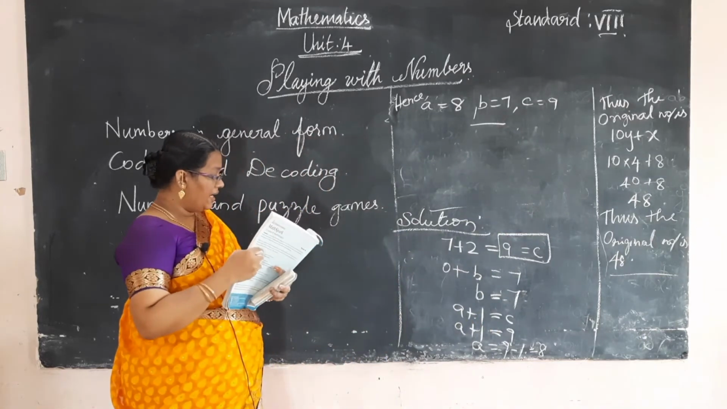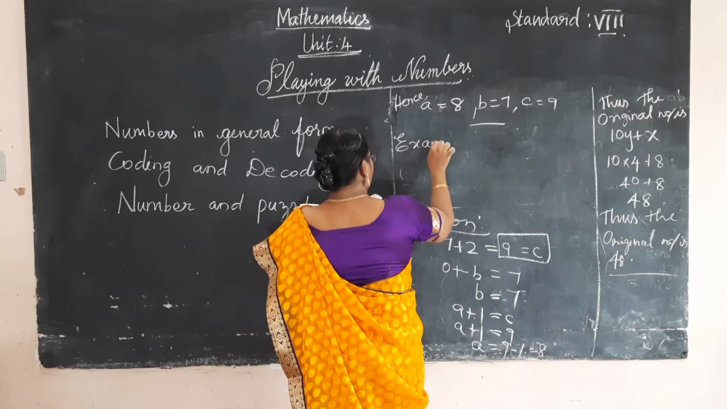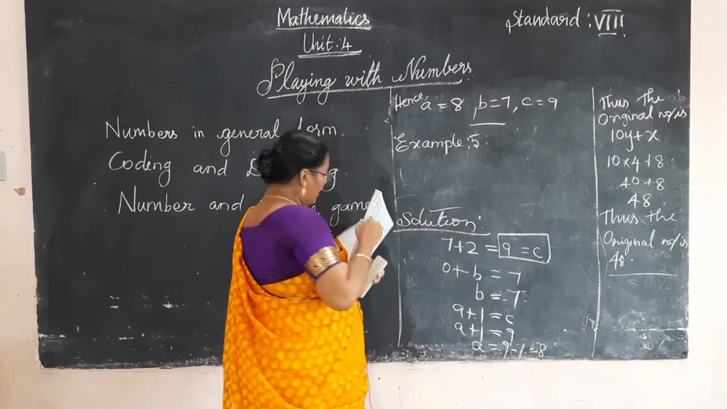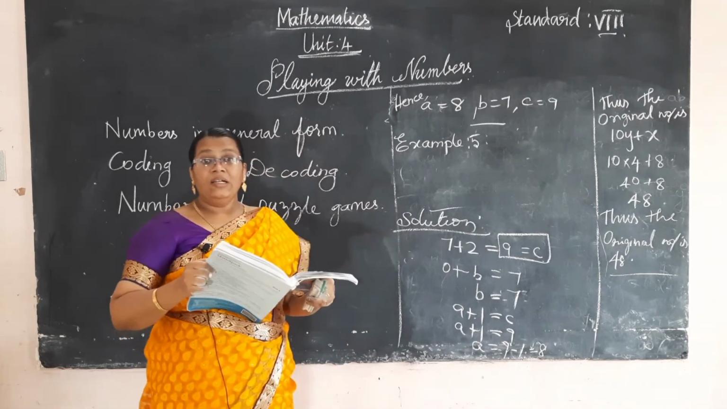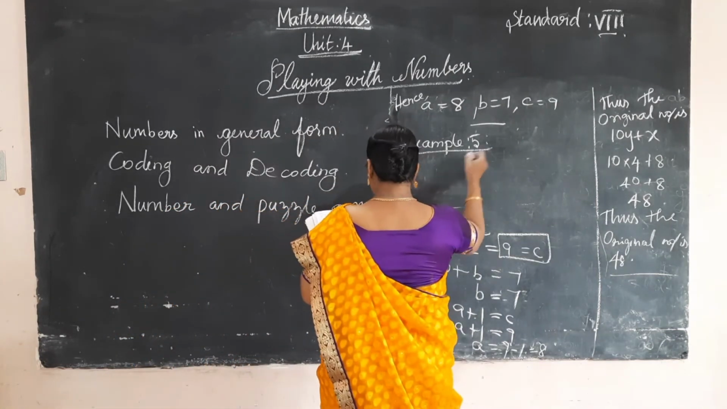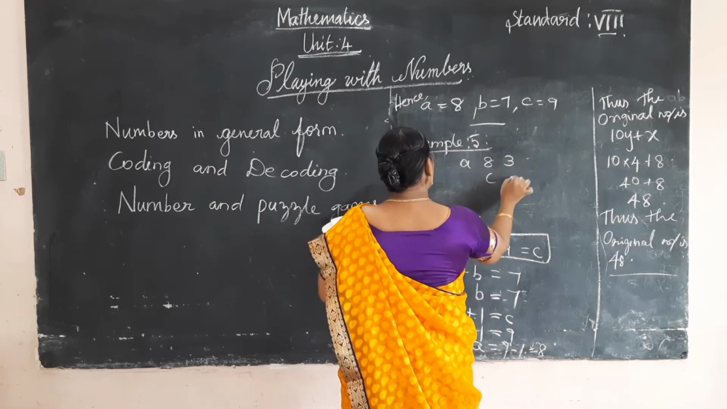And next, example 5. Find the value, the same method. Multiplication is given. See the question. A83 C9.